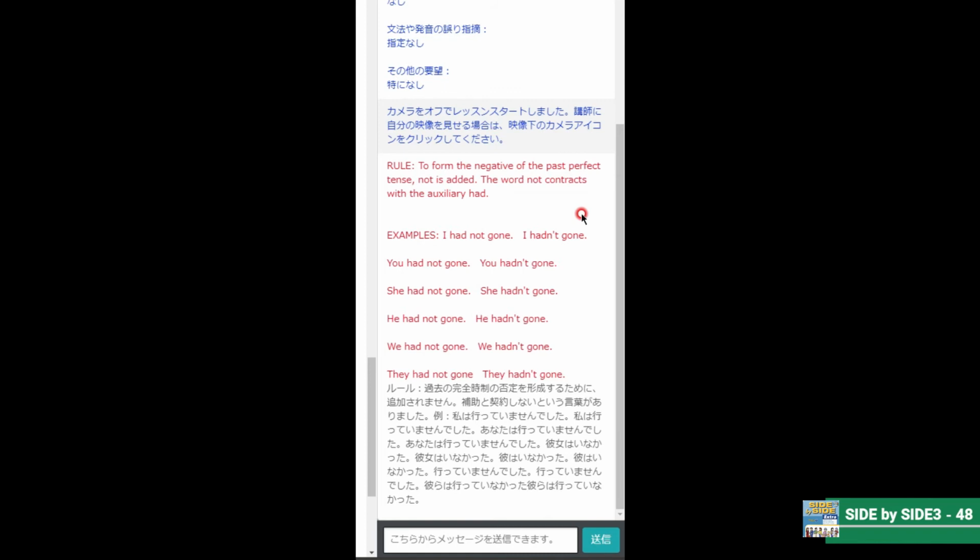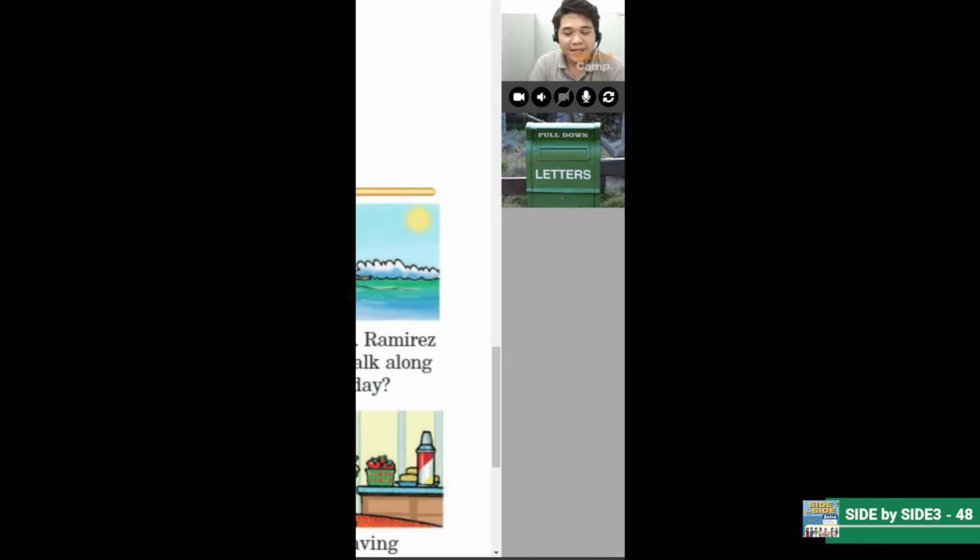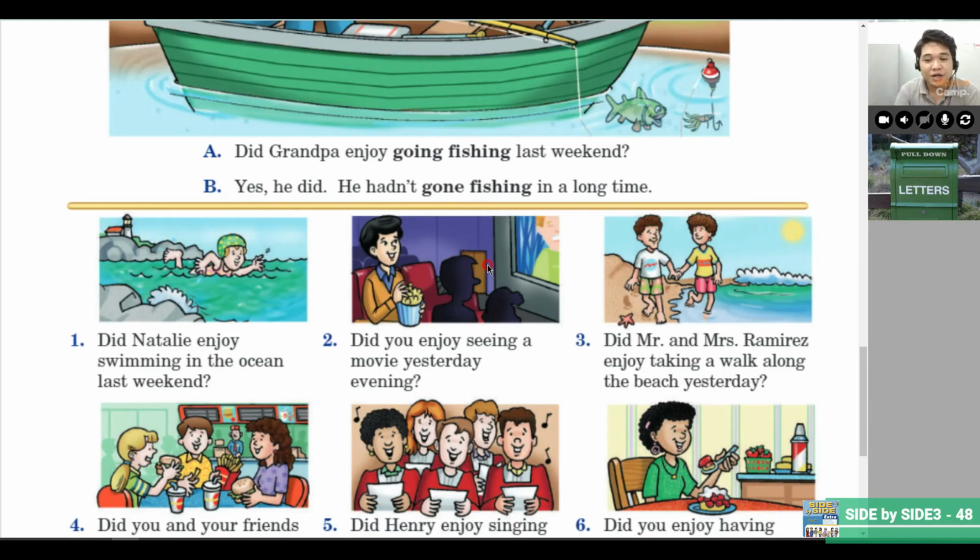Okay, good. So what verb tense is this? Is it past tense? Is it present tense? Past perfect tense. Okay, good. So this is the negative form of the past perfect tense. We're going to use not together with the auxiliary had. Okay? All right. Let's have a short role play before we start the activity.